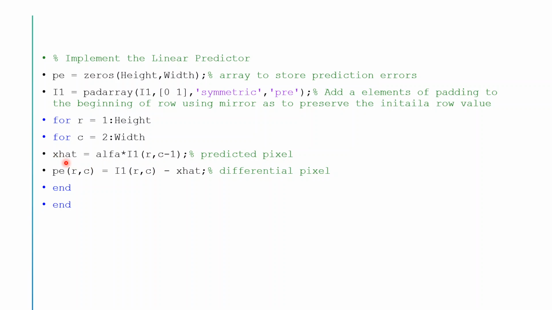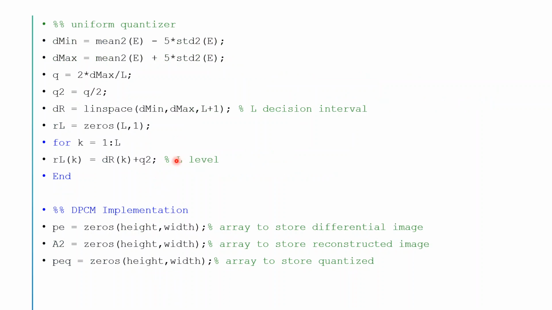So x hat is equal to alpha times I1 at r comma c minus 1, that is the previous column value. We subtract the predicted pixel value and we get PE at r comma c, that is the error image that we will be passing to the main calling function.